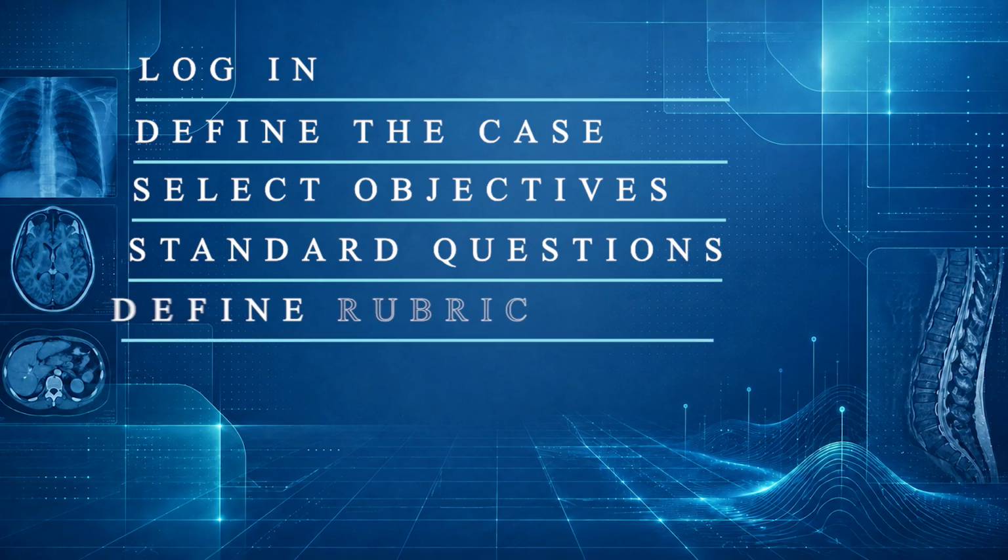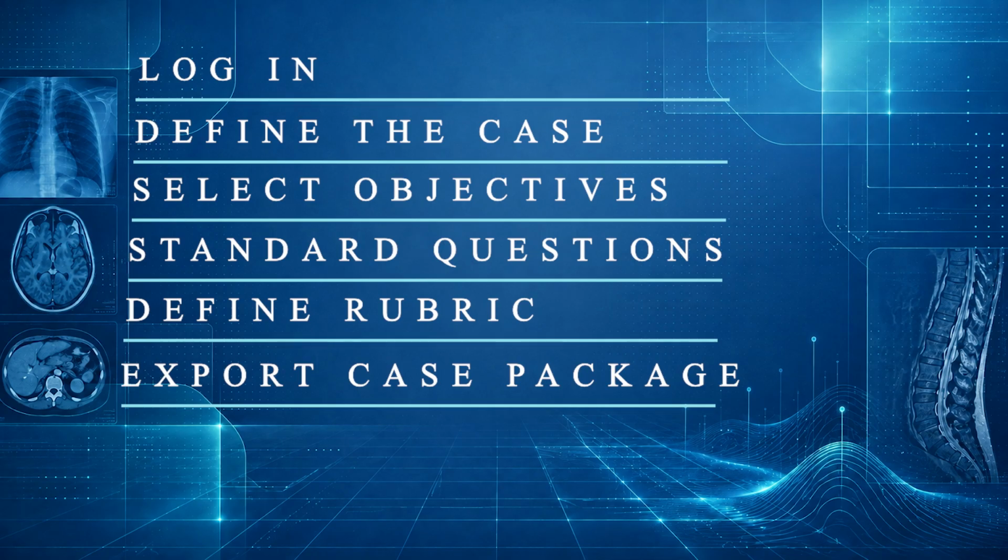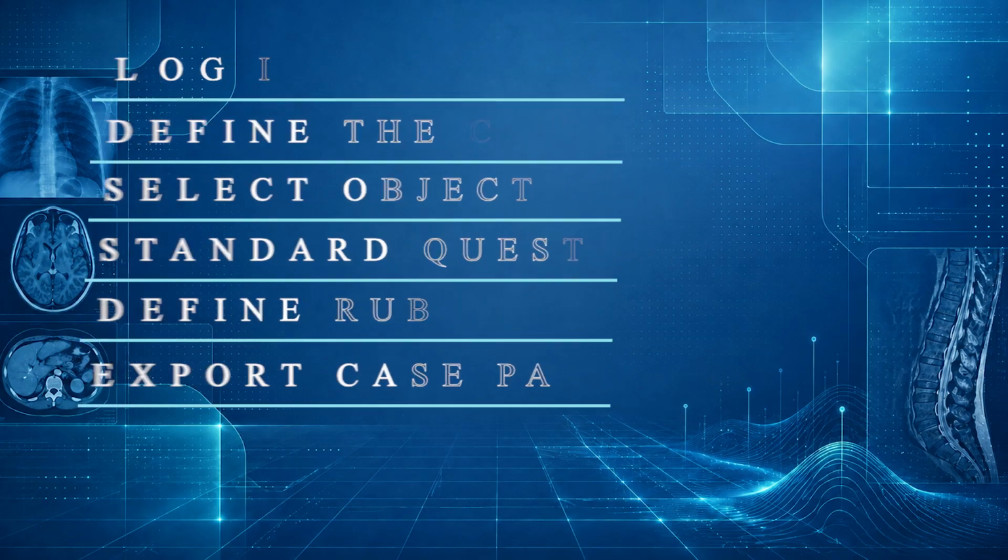You complete the rubric by reviewing the objective structure and defining clear performance expectations for each score level. Once the case is complete, you save it locally, build your case set, and export the final case package for use in the scoring console. By following this process, each case becomes more than a clinical example. It becomes a standardized, objective-linked, rubric-based, and scoring-ready assessment tool.